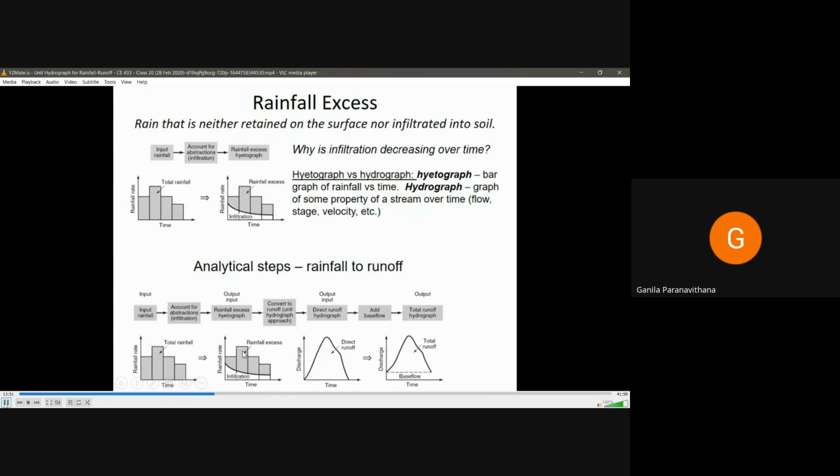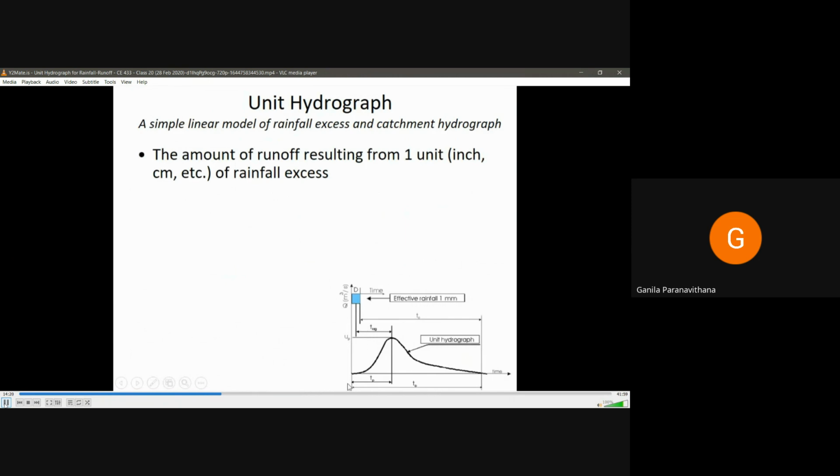But what we need now is some way to predict what the shape of the curve that comes out of the watershed looks like. And the method we're talking about today is a unit hydrograph. What a unit hydrograph does is say that for a certain amount of rainfall excess, we expect a typical shape of the runoff out of this watershed. If it's a big watershed, then the runoff hydrograph will have a different characteristic shape than a small watershed will. So here is a typical runoff hydrograph that's occurring from a unit of rainfall.